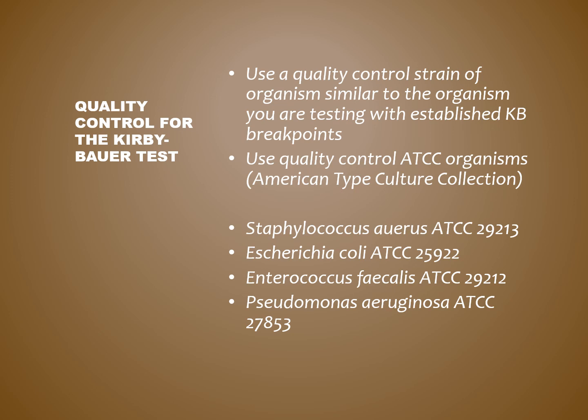If we are testing an enteric, then the organism we want to run in addition to our unknown enteric is E. coli 25922. If we are testing a streptococcus, then we would run our Enterococcus faecalis 29212. And if we were testing a non-fermenter, then we want to run at the same time Pseudomonas aeruginosa 27853. You don't need to know those ATCC numbers.